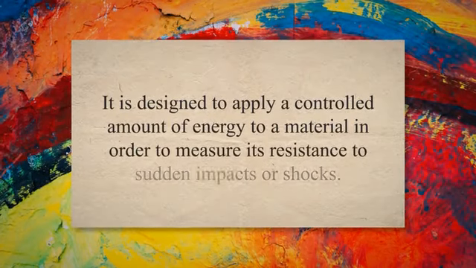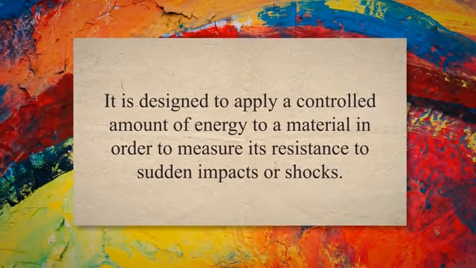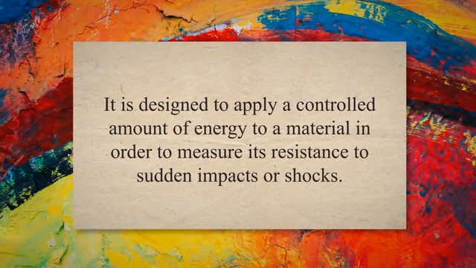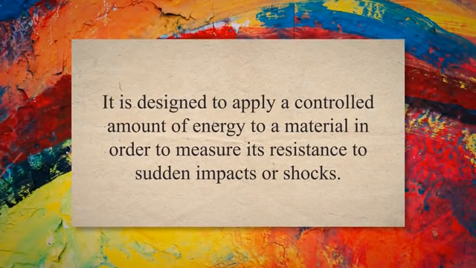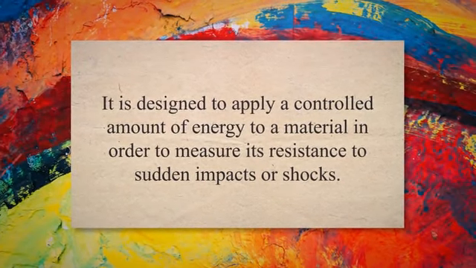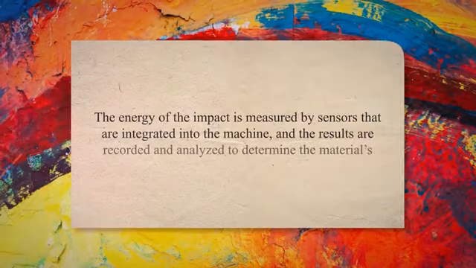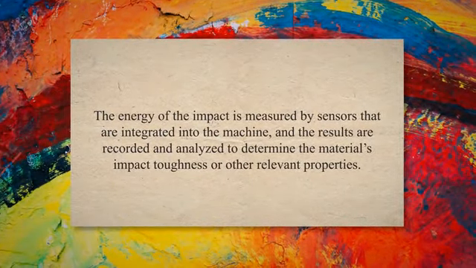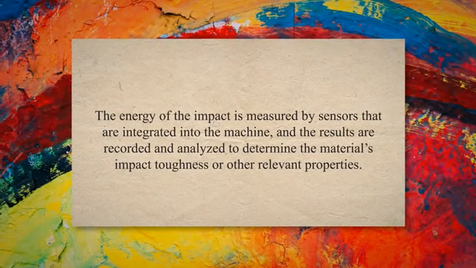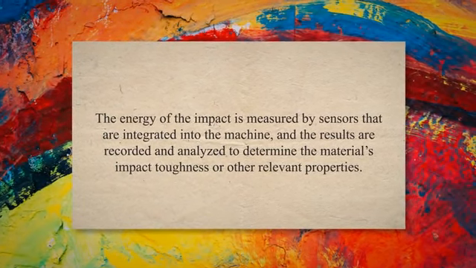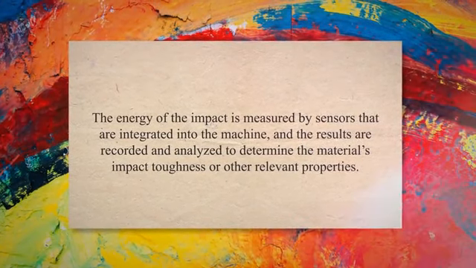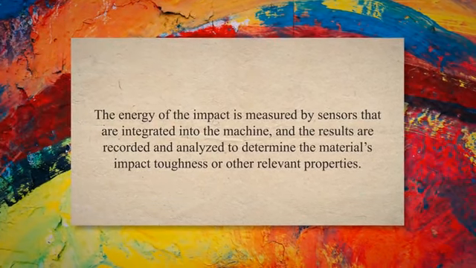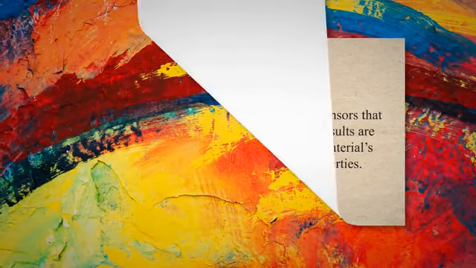An impact testing machine is a type of equipment used to perform impact tests on materials. It is designed to apply a controlled amount of energy to a material in order to measure its resistance to sudden impacts or shocks. The machine typically consists of a pendulum or striker that is raised to a predetermined height and then released to strike the test specimen. The energy of the impact is measured by sensors that are integrated into the machine, and the results are recorded and analyzed to determine the material's impact toughness or other relevant properties.